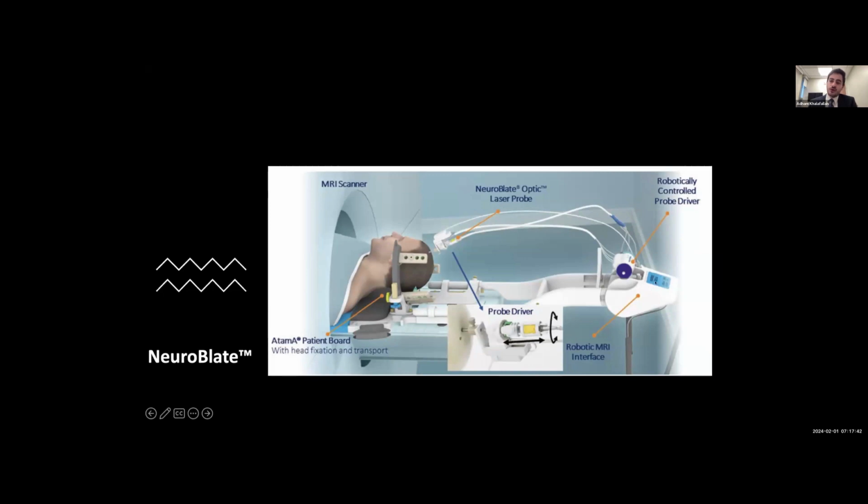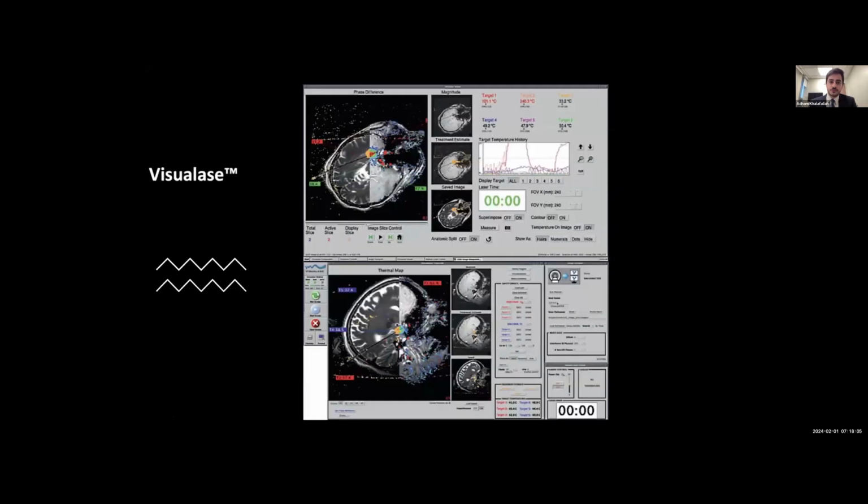And they also have what they call a robotically controlled probe driver. So this motor's function is to change the pull on the laser device inside the brain, and also to change it when you have a side fire device. You should be able to change your trajectory while the laser is there, which is a different mechanism that's not in the Visualase.